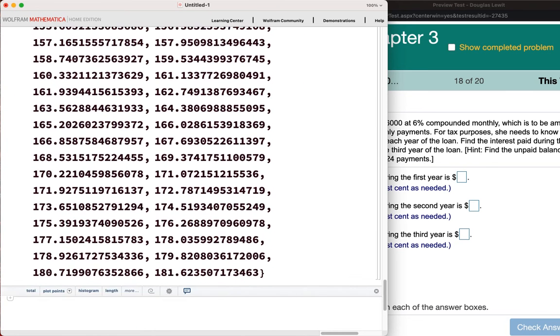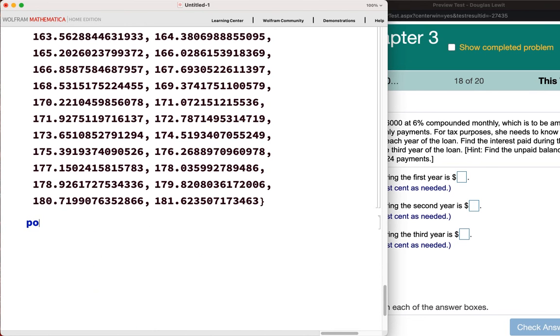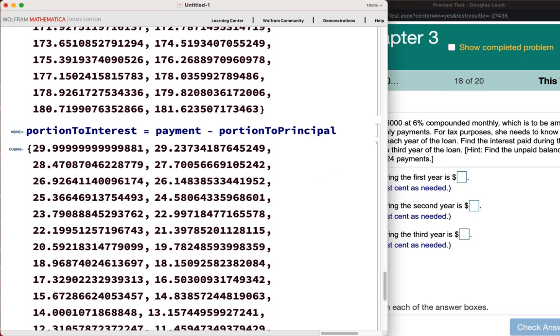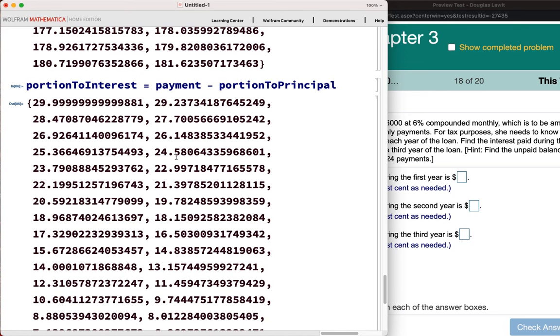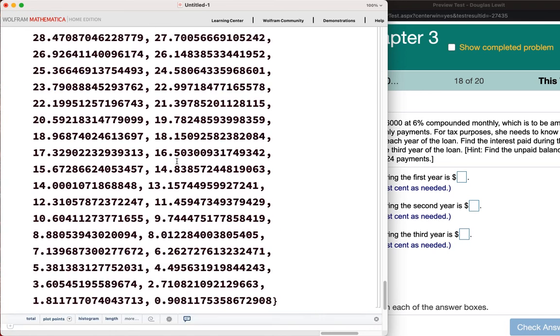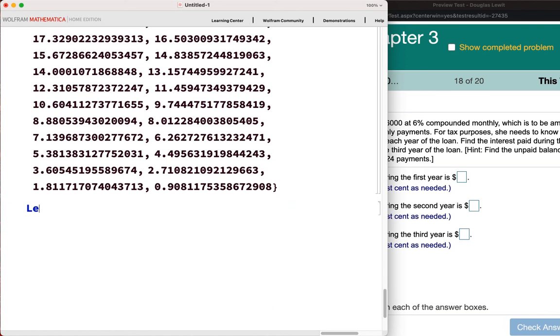That's the portion to principal. Now, the portion to interest is going to be the payment minus the portion to principal. This is the portion to interest. It is always the payment minus the principal. So how long is this? Length of portion to interest.